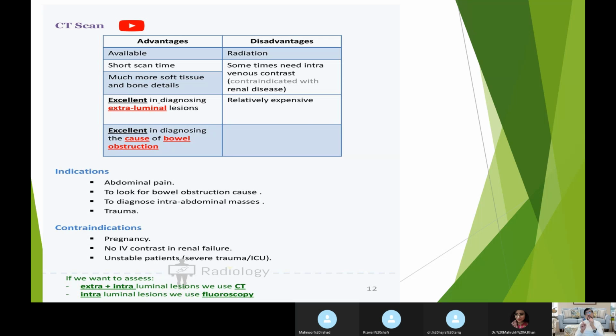Contraindications of the CT scan are pregnancy, sensitivity to the dye which is injected to the patient, and unstable patients who are restless, agitated, or having problems like this. So we cannot go for that.